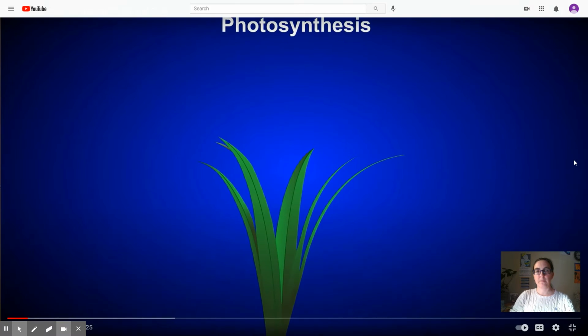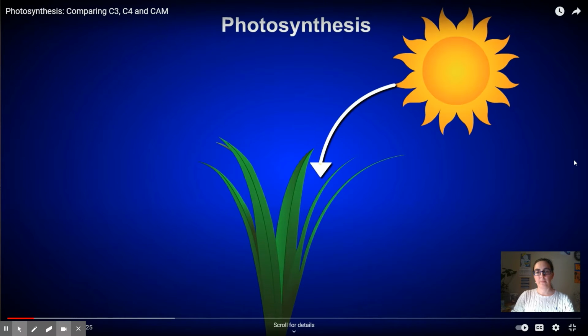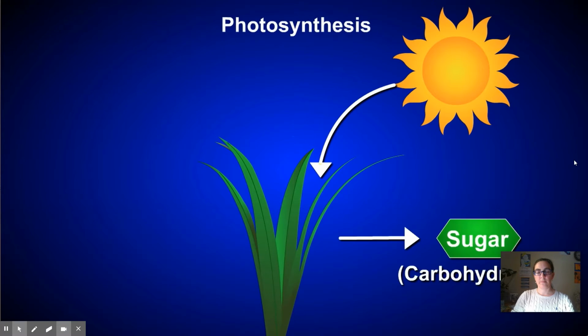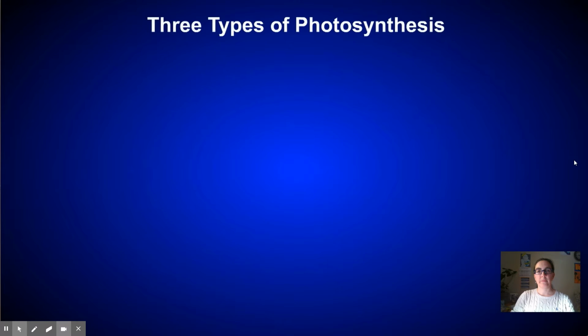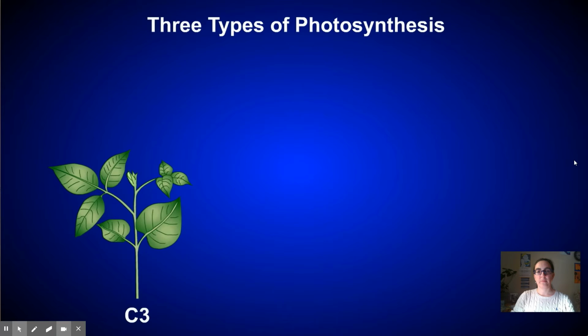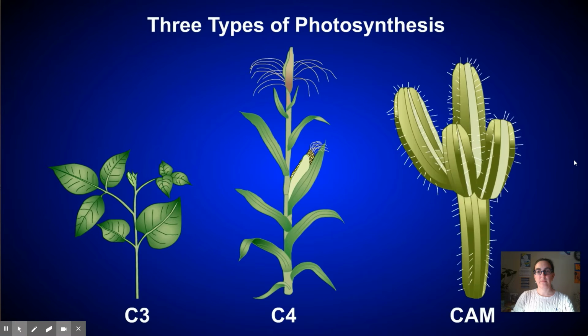Photosynthesis is the process by which plants capture the energy of the sun to make carbohydrates. But there are minor variations in how plants do this, depending on the environment in which the plant lives. In this tutorial, we'll look at the differences between the three types of photosynthesis, C3, C4, and CAM.